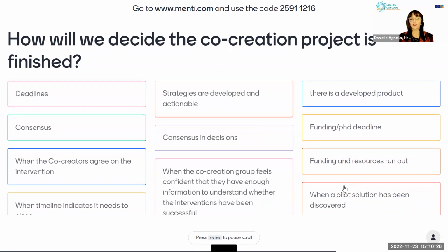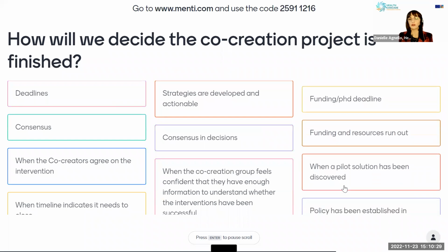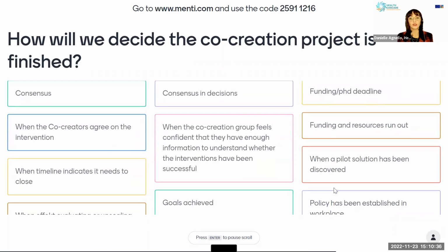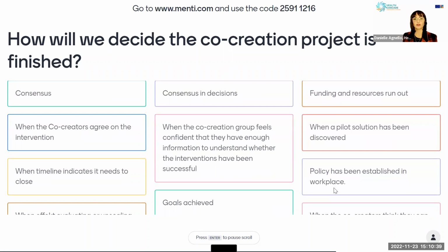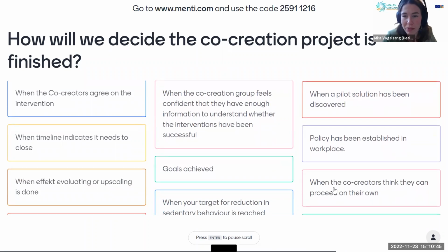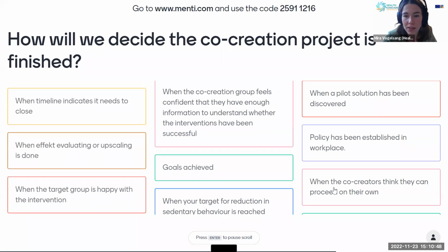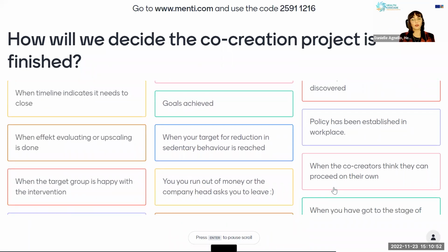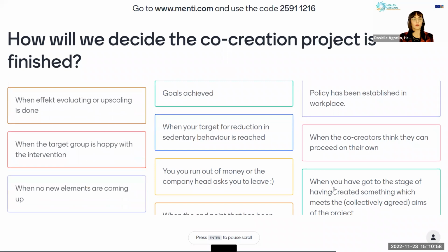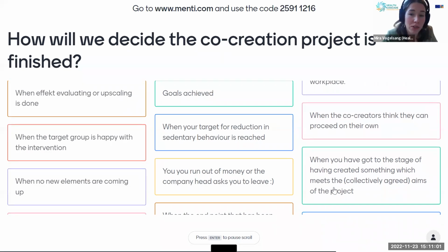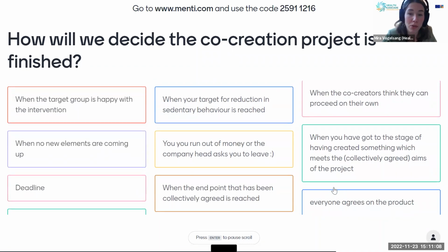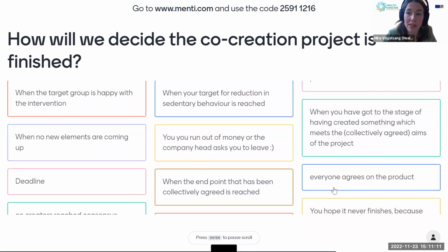So thinking back to the first questions where we set those boundaries, kind of the beginning and end. When the co-creators agree on the intervention, it's a very nice response. Someone saying policy as well, that's their stopping point when that's been established. When the timeline indicates it needs to close. So yeah, really around that kind of deadline aspect. Maybe you plan super well, or you plan to just stop at a certain point in time. Yeah, also a different one there, when the target group is happy with the intervention, so moving it away from the co-creators. Or when no new elements are coming up, when the iterative process maybe runs out.